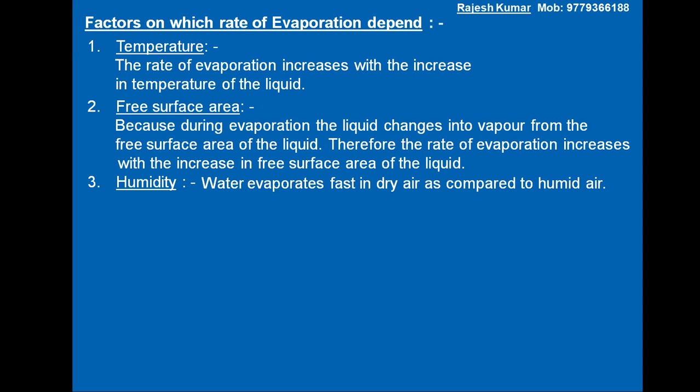In dry air, the amount of water vapor in the air is less, so there is a possibility of liquid molecules going to the vapor state. If the air is saturated, the water does not evaporate, meaning net evaporation is zero. The number of molecules that go to the vapor state equals the number of molecules that go back to liquid, which is called condensation, so net evaporation is zero.